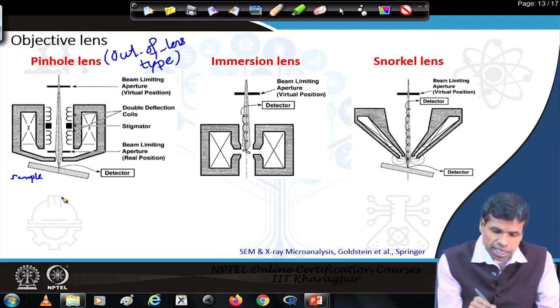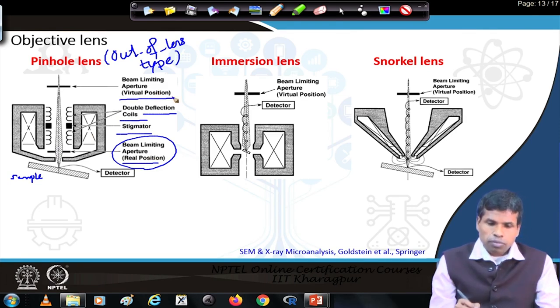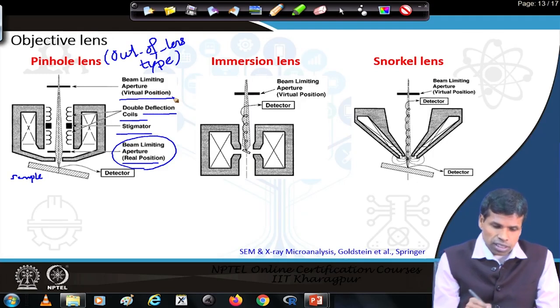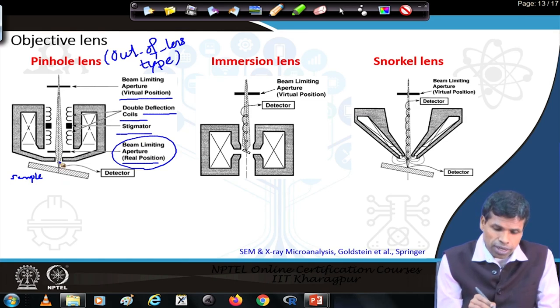So here, these are the lenses, and inside the lens we have a stigmator. The lens is designed in a manner that you have a stigmator, and also we have deflection coils inside the objective lens. And then we have a beam limiting aperture, that is the real position. If the aperture is placed inside the lens, then we say it is real. If the aperture is placed above the lens, then we say it is a virtual position, for any kind of objective lens. So in this out of lens type, the sample is kept outside the lens system. The advantage is that you can take a bigger sample, and you can have a larger depth of field.